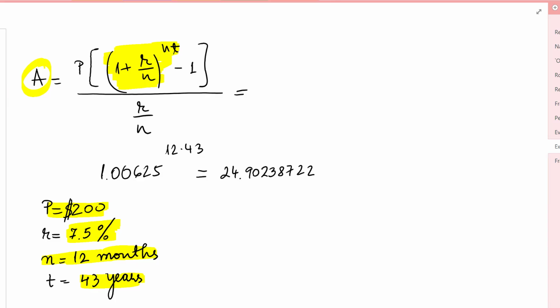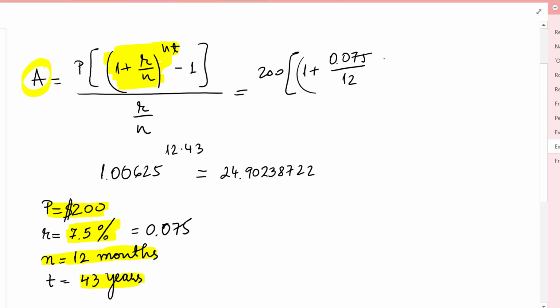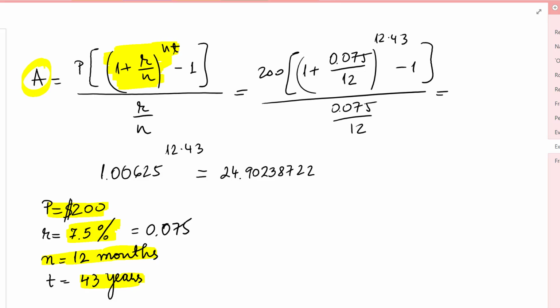So basically, when you go in the formula, you will have 200 times 1 plus 7.5%, that's 0.075. That's what 7.5% means. It's 7.5 divided by 100. And divide by 12 because there are 12 months, and we raise that to 12 times 43 and subtract 1 and divide by 0.075 over 12. So basically what I just calculated is this part.